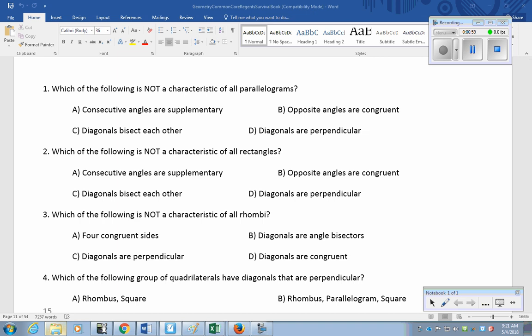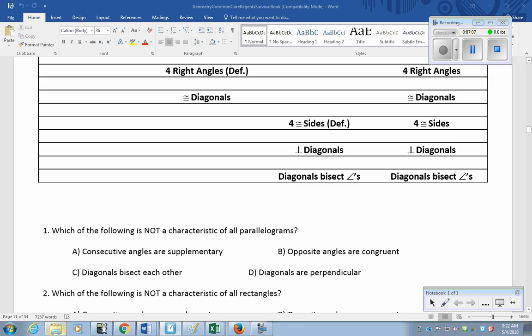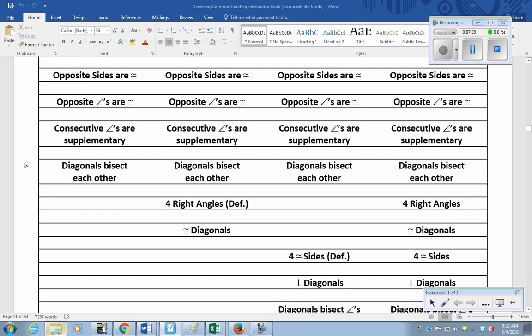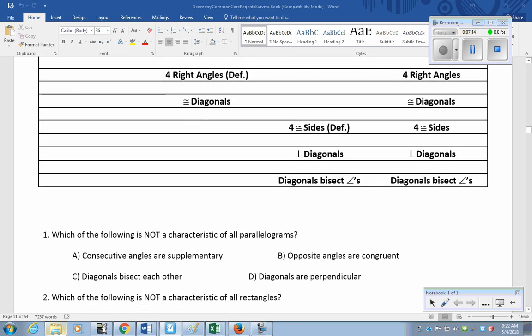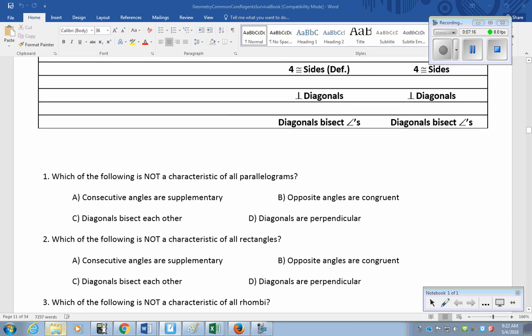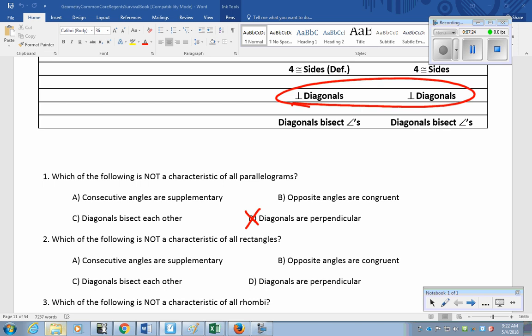So like if we talk about question 1 here, what is not a characteristic of all parallelograms? Well, consecutive angles supplementary, opposite angles congruent, diagonals perpendicular, diagonals bisect each other. Well, you just pretty much want to go back up and look at the list. So we got diagonals bisect each other, opposite angles congruent, consecutive angles are supplementary. Well, diagonals are not perpendicular. That would only be true with these two shapes right here, which are a rhombus and square.